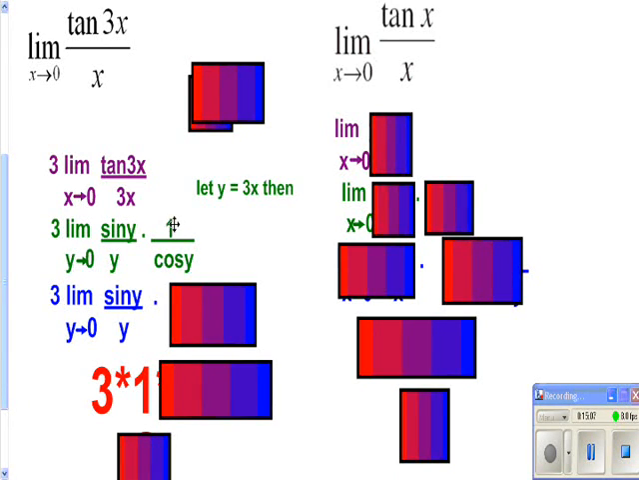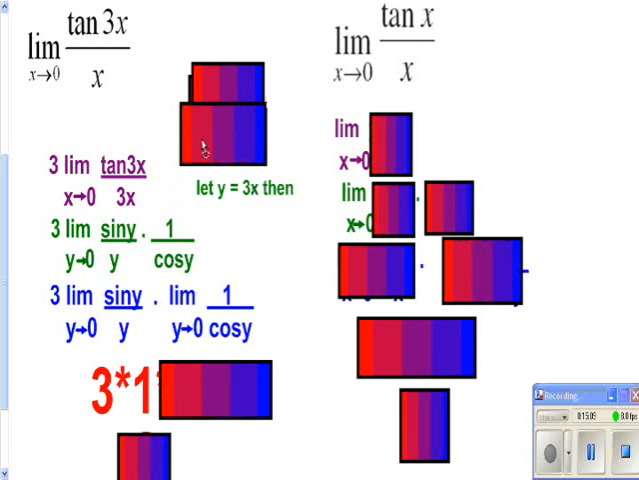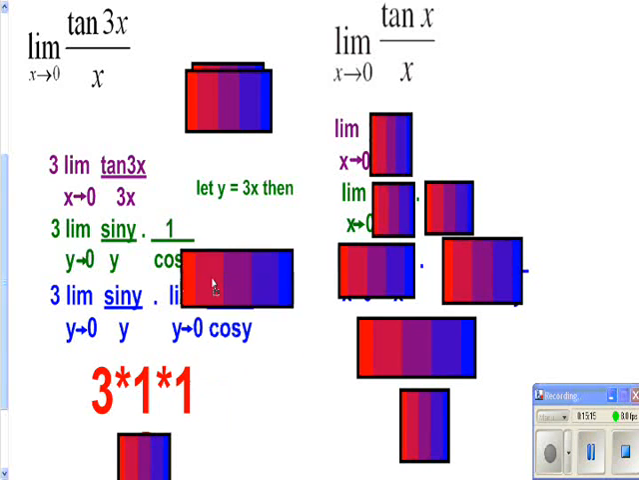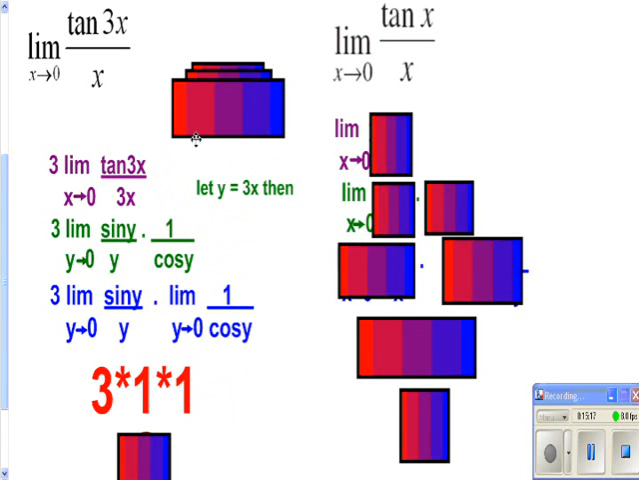Now, when I'm looking at evaluating the last part, all I have to do is just plug in 0 because the cosine of 0 is 1. So it'd be 1 over 1, so I get 1. So it'd be 3 times 1 times 1, so I get a limit of 3. Go ahead and try the next one and pause the video.